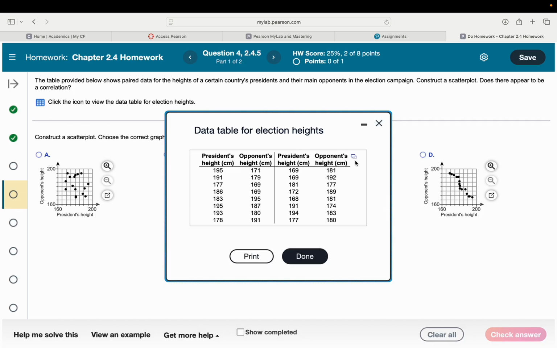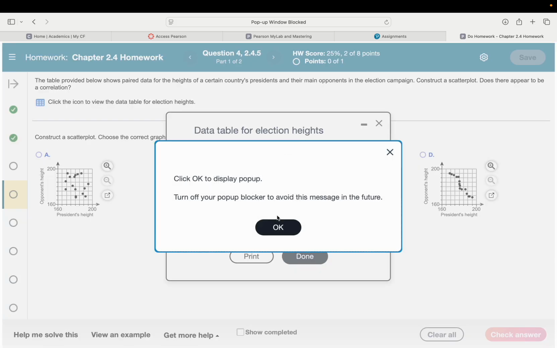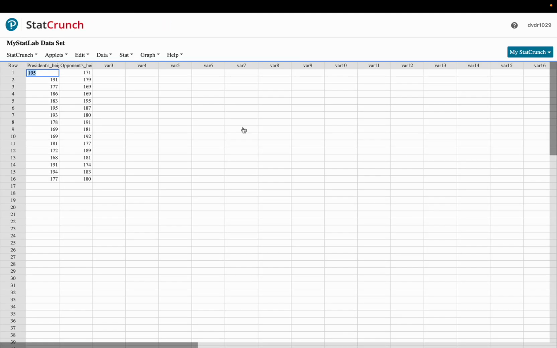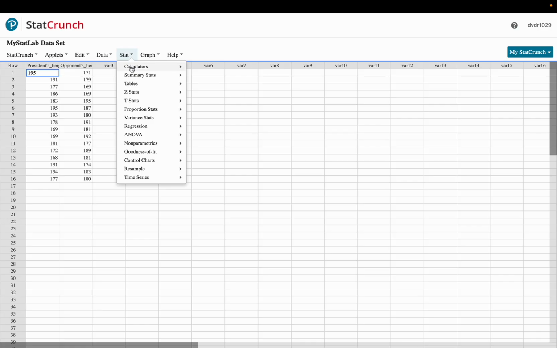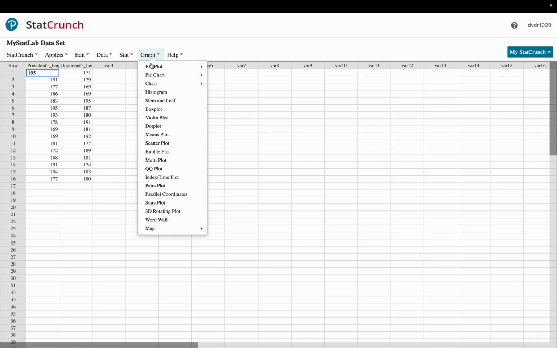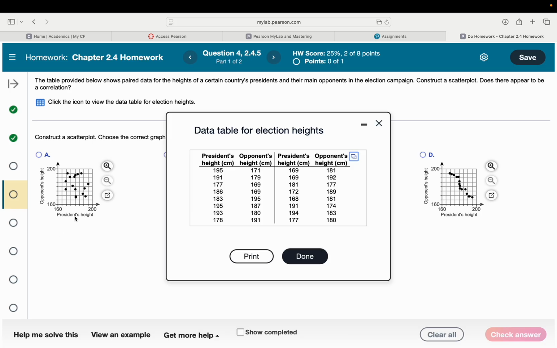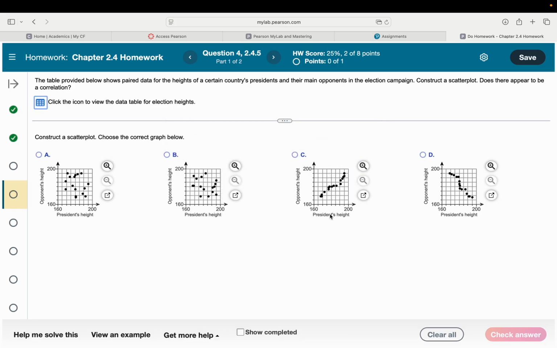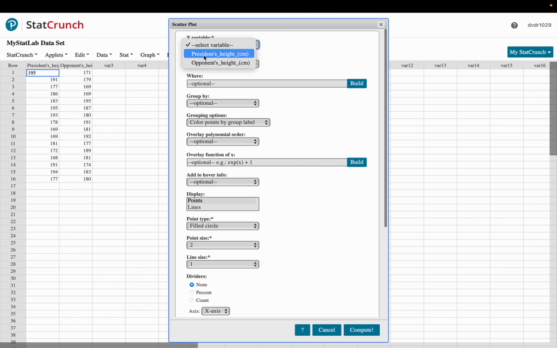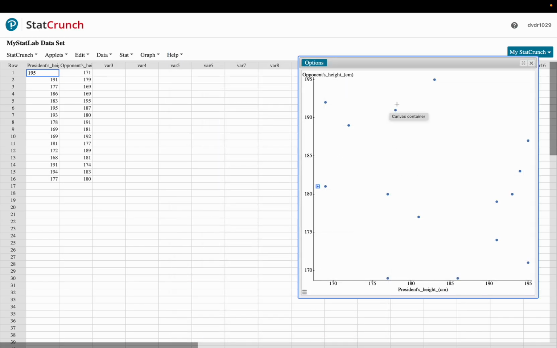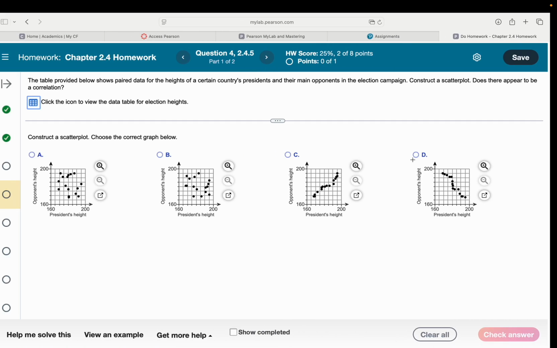We have the data. We can also click open in StatCrunch once again. And we could say stat, and we could say that I want a graph, and I want a, where is it? Scatter plot. My x variable, what is my x variable? Let's look at all my graphs. They had president height on the bottom. The horizontal axis is the x-axis, so that would be president, y variable's opponent, and let's just go ahead and compute that. Now this looks pretty messy, but that at least means I can now look at this and look back at my things right here.